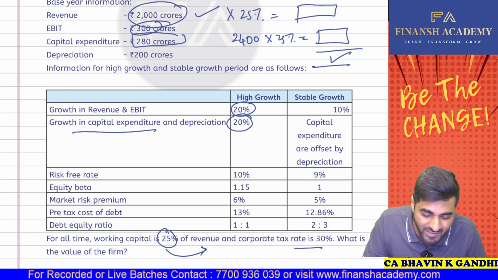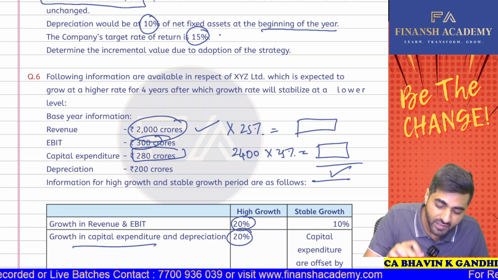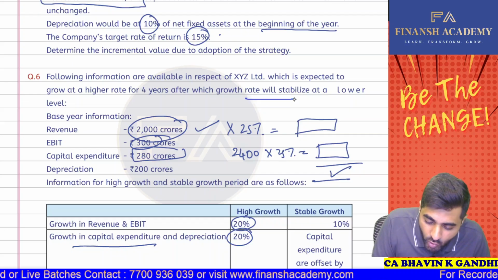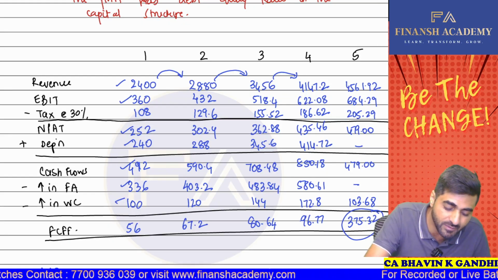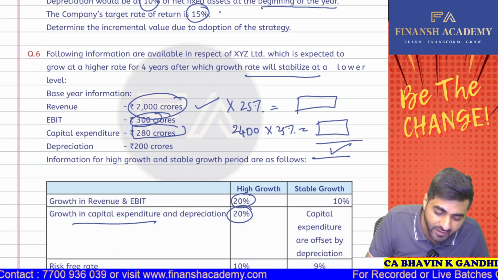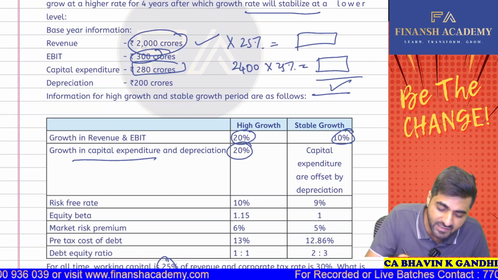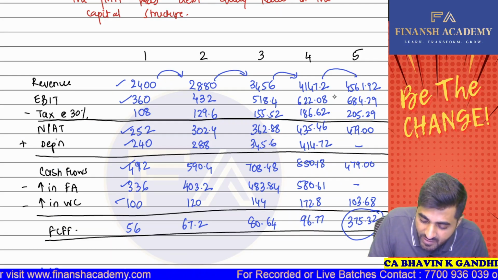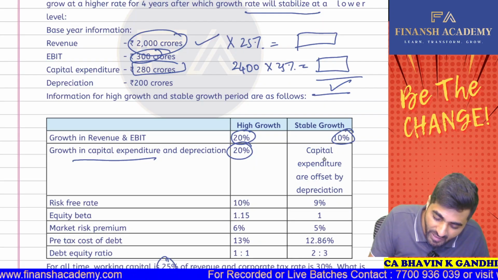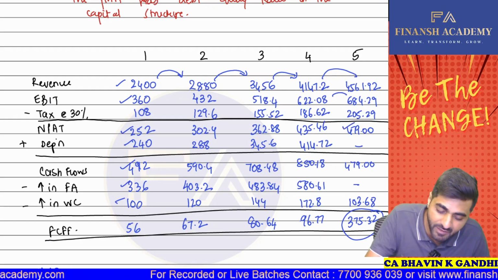But now, my dear students, what's happening in the fifth year? In the fifth year, as you can check, they have told you that the growth rate will stabilize at a lower rate. Okay, so that's perfect. Growth rate is going to stabilize at a lower rate. And they have given you this data where there is an increase of 10%. So here I have to increase it by 10%. Then EBIT. They have told you EBIT will also increase by 10%. Okay, then tax will come in.